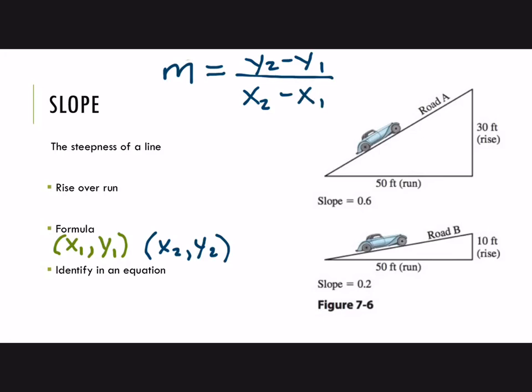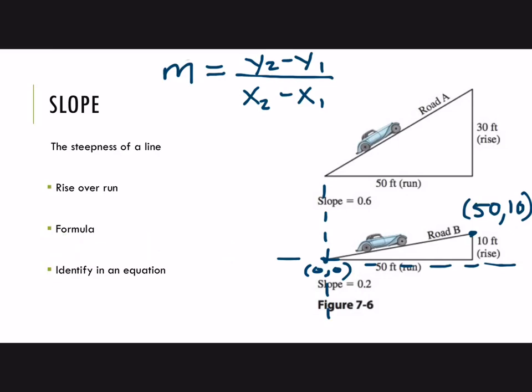So we can try this for the second car here. Let's assume that its starting point was the origin at (0, 0). So kind of picture your axes in here. And then that means that this point here would be the point (50, 10), it's gone over 50, and up 10. Now if we try to use the formula with those 2 points, I'll use (0, 0) and (50, 10).